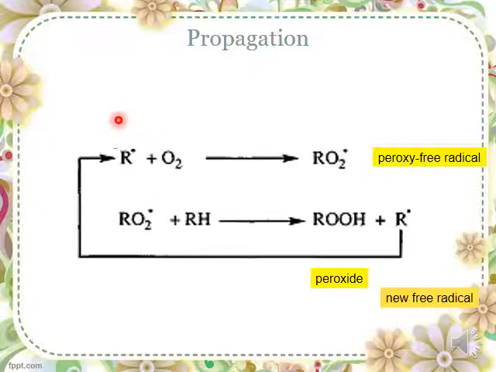During the initiation process, a free radical is formed, and that free radical will combine with oxygen from the surroundings, forming a peroxy free radical, and this peroxy free radical will abstract hydrogen from another unsaturated fatty acid to form a peroxide and a new free radical, and this will continue as a chain reaction, forming another free radical and so on.